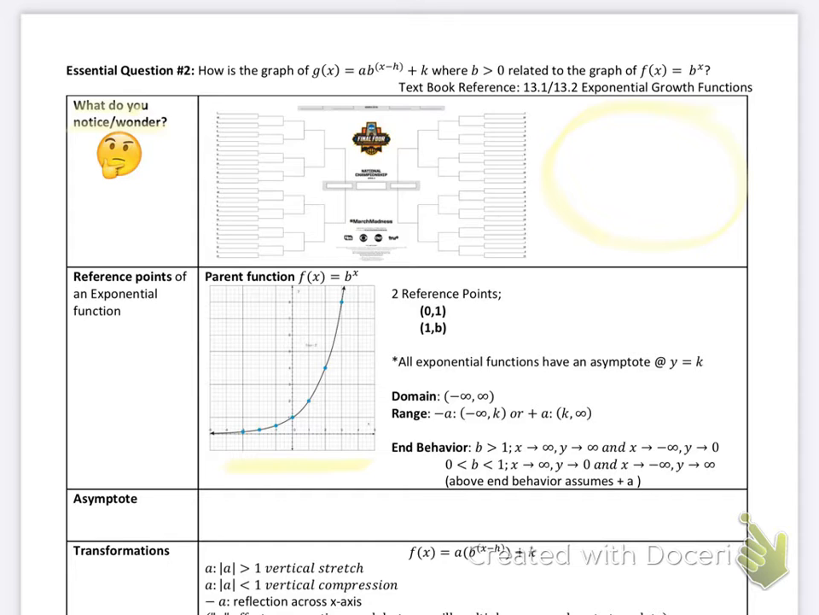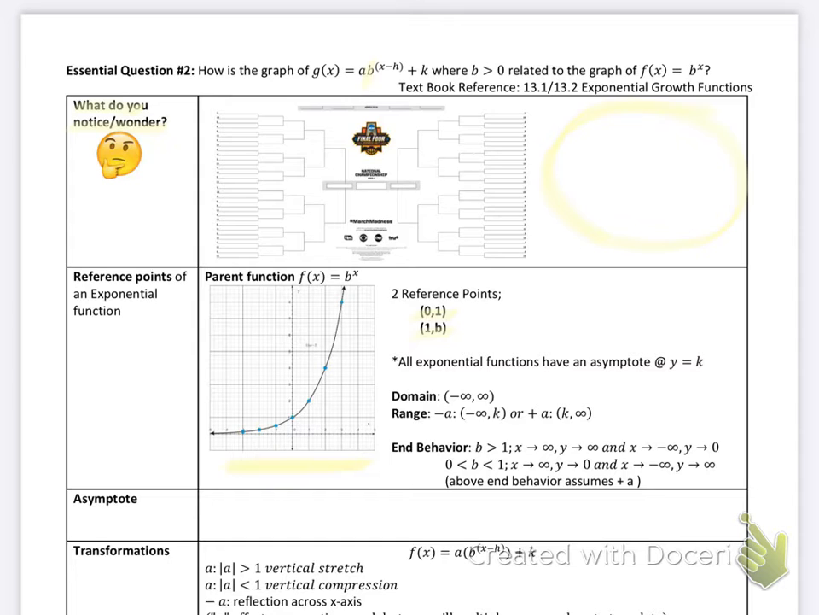Today we are going to be learning how to graph them. The biggest thing you need to know is the reference points. We have (0, 1) as our reference point and (1, b). Now b refers to our base. If you look at the very top of the note page, you see a times b to the power of x minus h. So b is our base, and we're always going to have a reference point of (1, b).